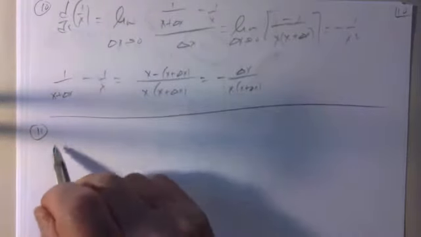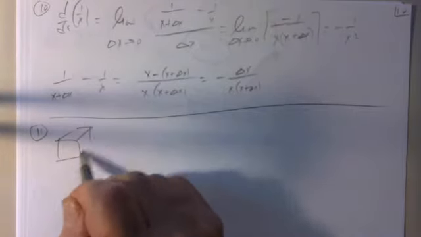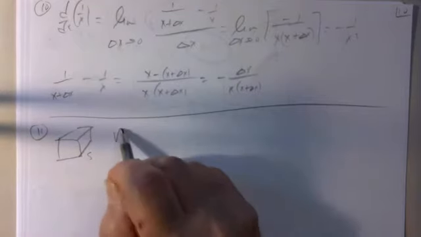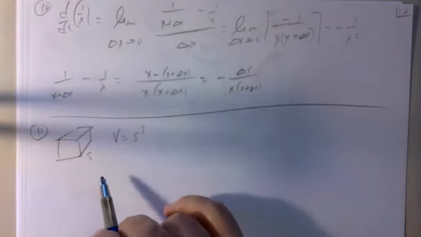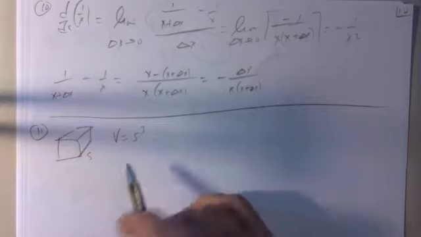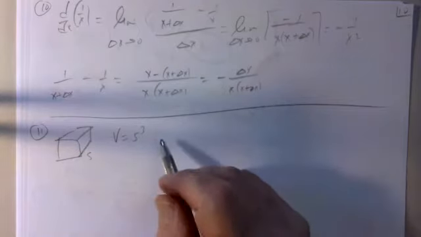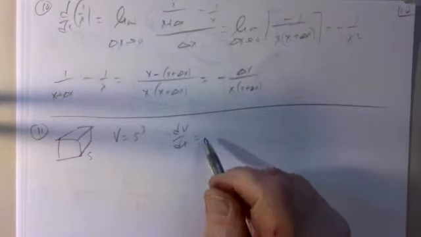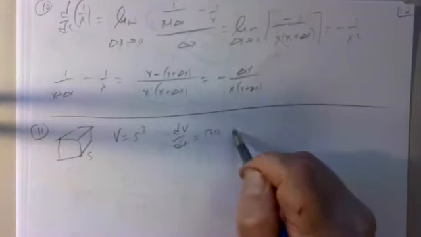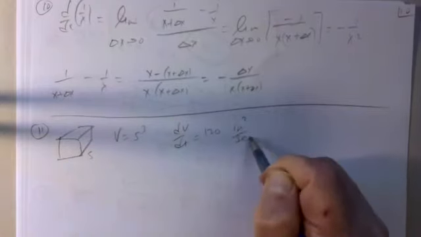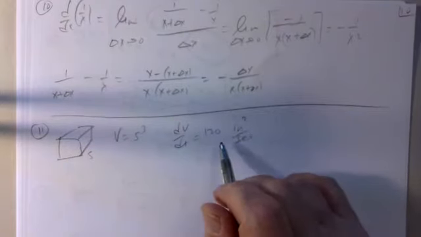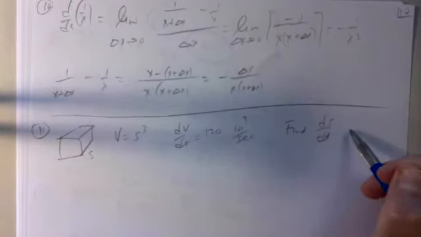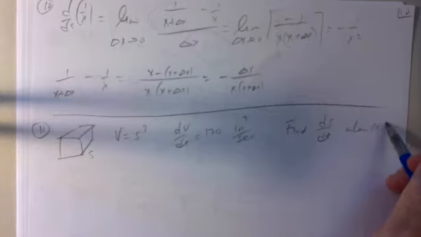Problem 11, we have a cube whose side is S. The volume of a cube is S cubed. And we're told that the volume is increasing at a constant rate of 120 cubic inches per second. And we want to find how fast the side is increasing when S is equal to 8.